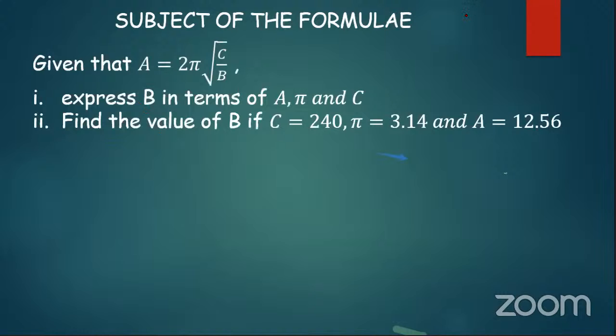So let us do this last one here. Given that A is equal to 2 pi root of C over B, express B in terms of A, pi and C, and find the value of B if C is 240, pi is 3.14, and A is 12.56. So what are we going to begin by doing?